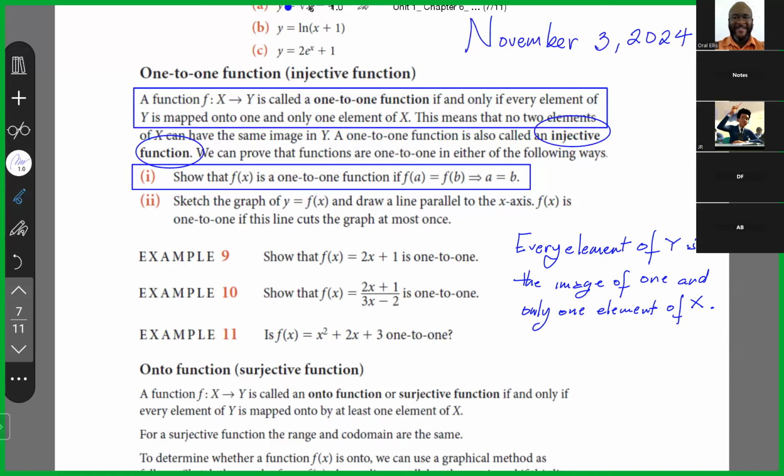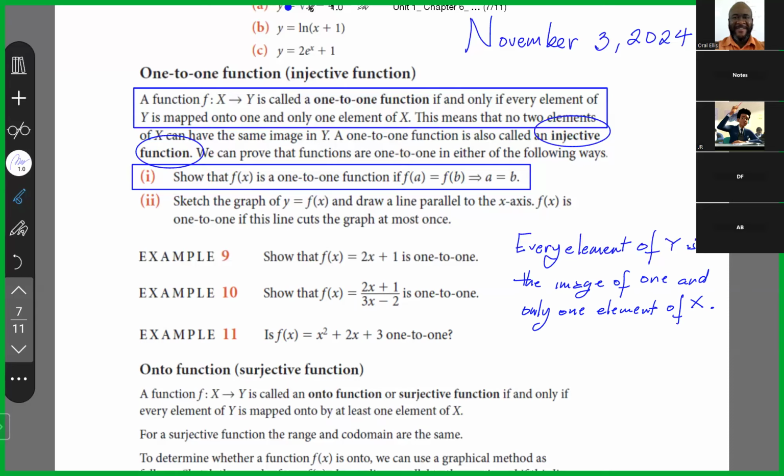Now, a one-to-one function is called an injective function. Now, we can prove that functions are one-to-one in either of the following ways. We can show that f of x is a one-to-one function if f of a is equal to f of b, then a must be equal to b. So if you make f of a equal to f of b and a is equal to b, then the function is one-to-one.